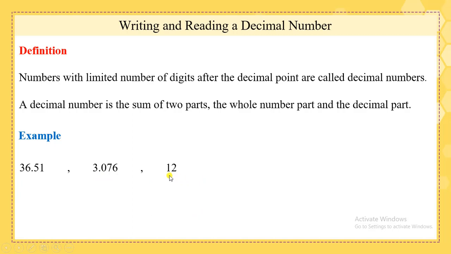Now if we look at 12, 12 is also a decimal number. How? By adding a decimal point with a 0 in the decimal part, this number is considered to be a decimal number. Then 12 is 12.0.